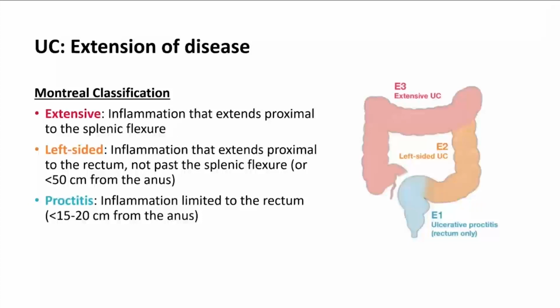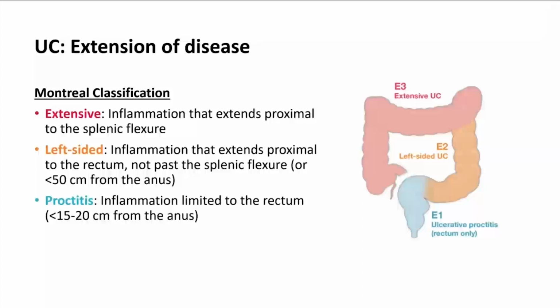For ulcerative colitis, it is important that you know the extension of disease, because this is going to help you determine your treatment. This is useful during colonoscopy, and also because patients with ulcerative colitis that have more extensive disease are at higher risk for dysplasia, and those patients need to be evaluated for high-risk colon cancer surveillance.